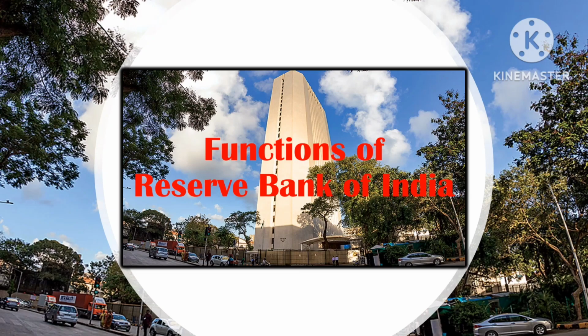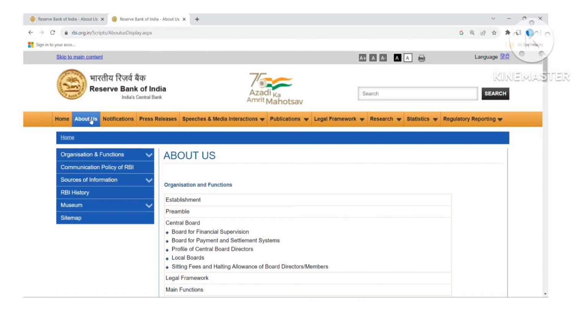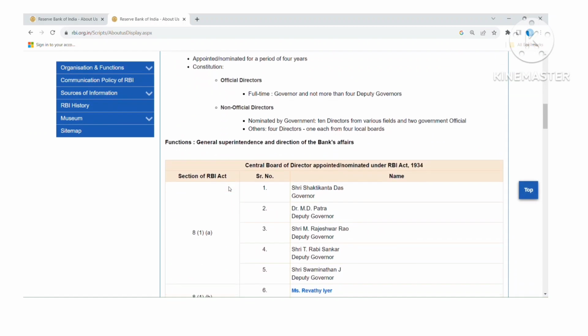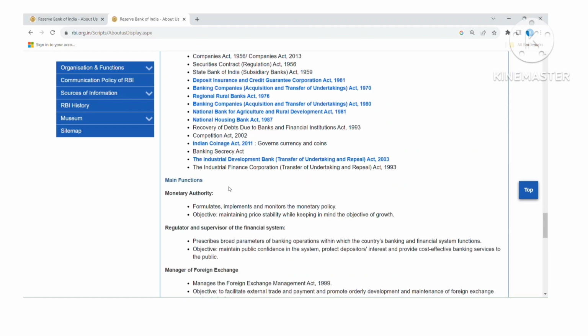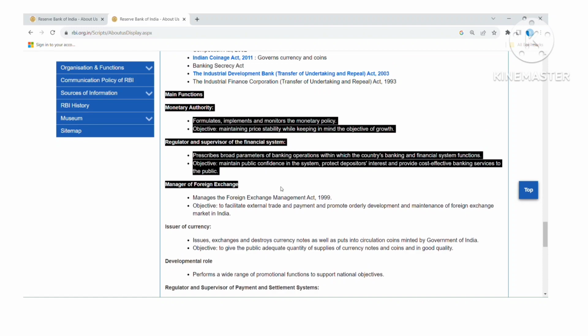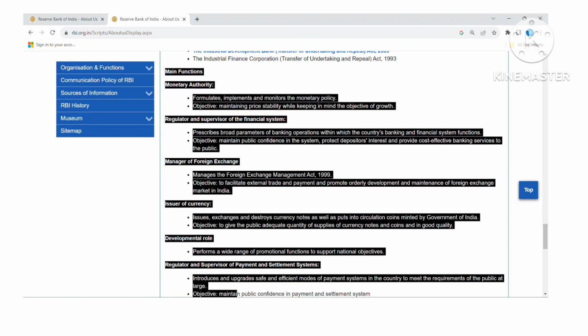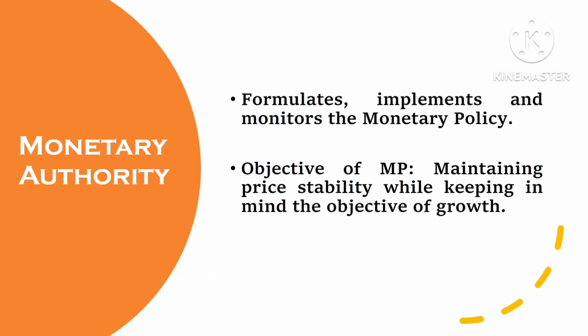Today we are going to cover the main functions of Reserve Bank of India. You can see the path from where the information is taken. Here, main functions of RBI. So let's start with the video.